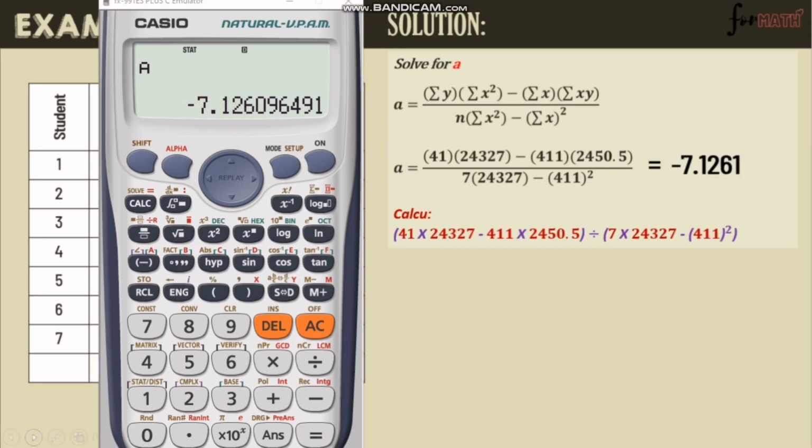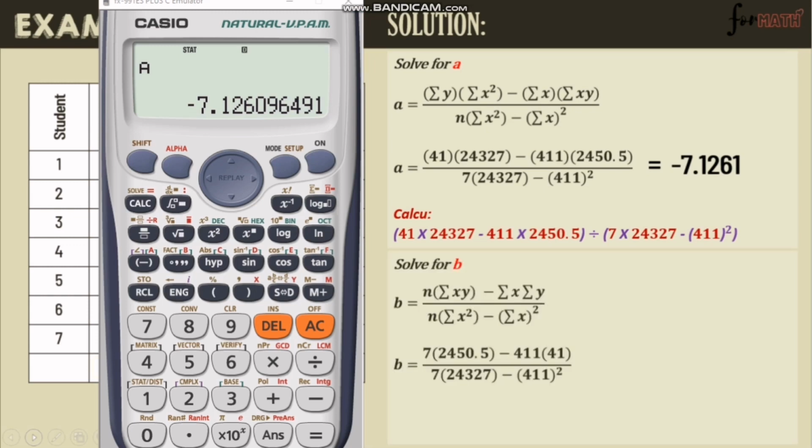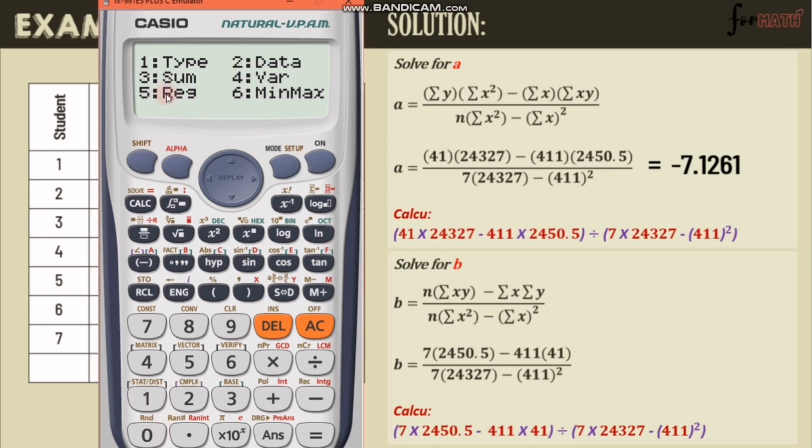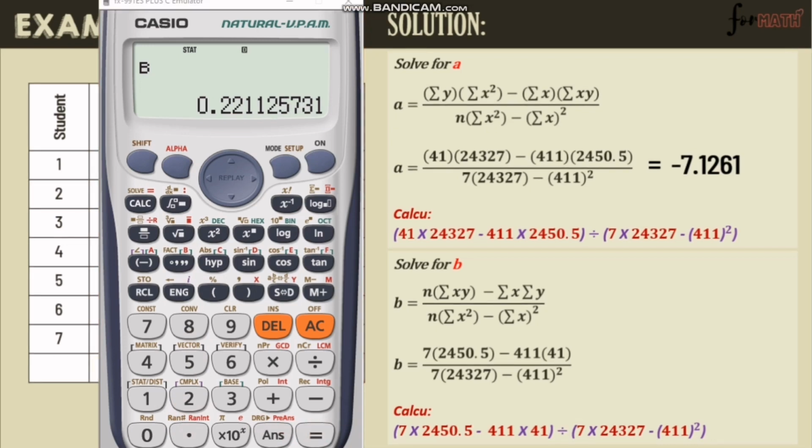Okay? Ayan. And for the letter B, we have, ito yung manual computation. Okay? And sa calc naman, shift 1, and then reg 5, and then B equals. So, meron tayong 0.2211. Okay? So, to check kung tama yung sa calc and yung para sa manual, check natin.